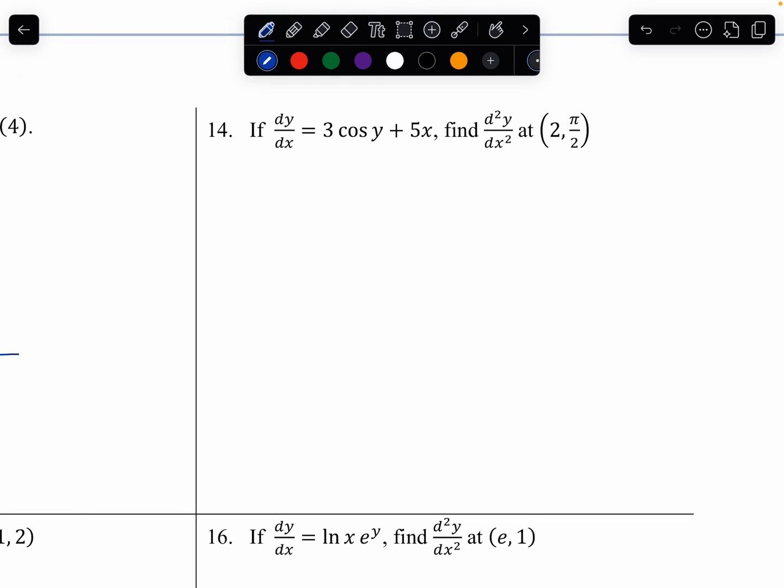So for 14, we already have the first derivative. We need the second derivative, and we're going to plug in this point right here. This is a good question, though. I can see this being a question on the test. So we'll find the second derivative. y double prime is going to be equal to negative 3 sine of y, but then we have to multiply by y prime. We have the 3 here, the derivative of cosine is negative sine, then we'll have y, but then we'll need to multiply by y prime, and then plus 5.